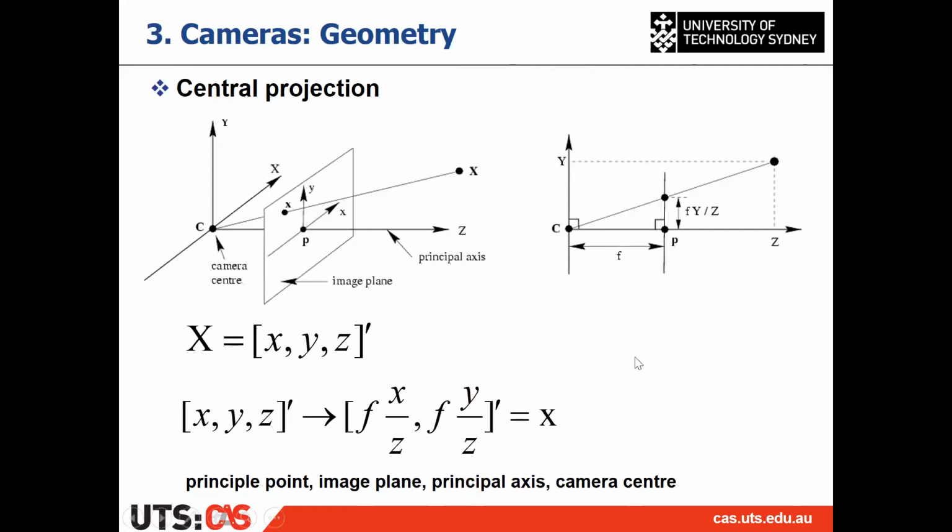And if you consider the XZ plane from that 3D figure, it will be similar to this YZ plane. We can get that the x coordinate of the 2D point on the image is f times x divided by z. You just replace y by x and you get a similar figure. Then we calculate the xy location of the projection on the image, and this process we call central projection. Any questions about the central projection?